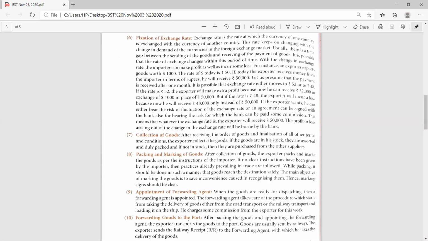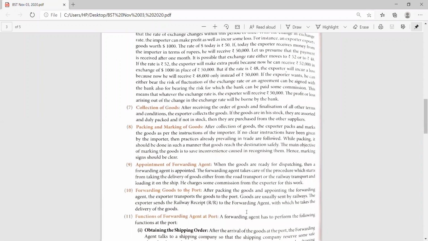Appointment of forwarding agent. When the goods are ready for dispatching, a forwarding agent is appointed. The forwarding agent takes care of the procedure which starts from taking the delivery of the goods either from the road transport or the railway transport and loading it on the ship. He charges some commission from the exporter for this work.